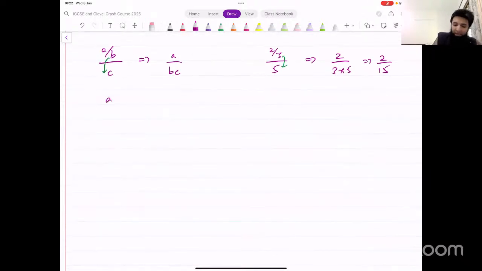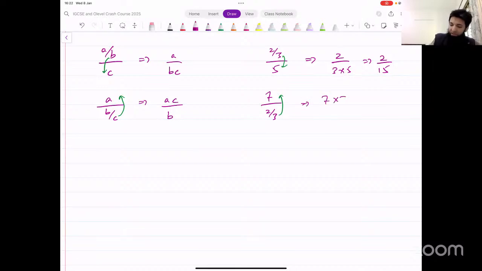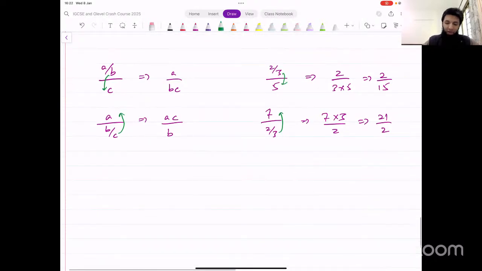Similarly, if you had a over b over c, the denominators can go to the other side, right? So this denominator is going to go above. So it becomes ac over b. For instance, if you had 7 over 2 over 3, this denominator will go to the other side, and that is going to give you 7 times 3 divided by 2, and that's 21 over 2. Okay, so you can do it slightly quicker if you just remember these rules, that the denominators can basically go to the other side of the fraction.